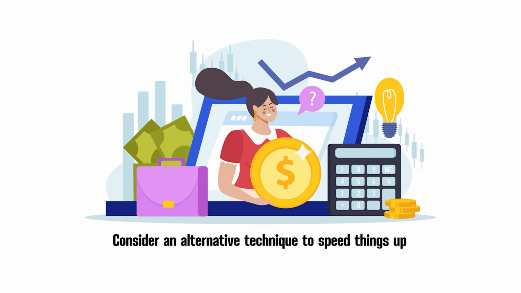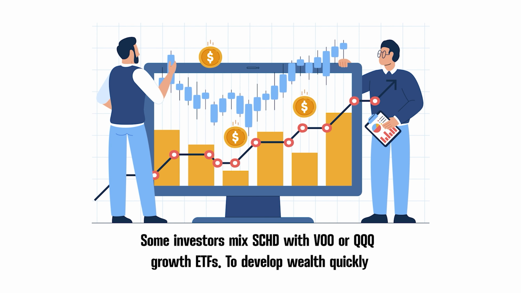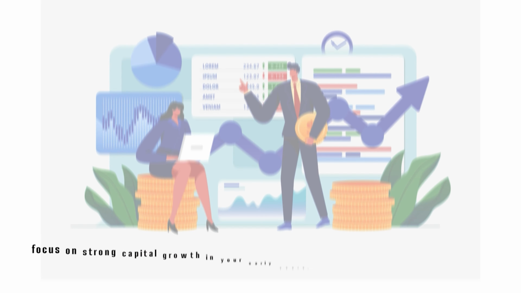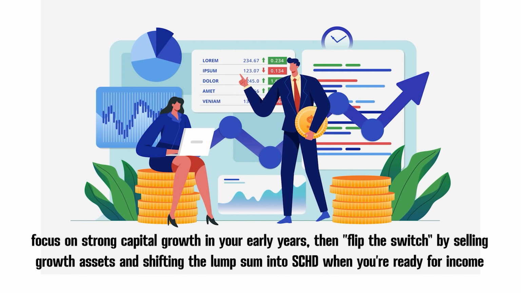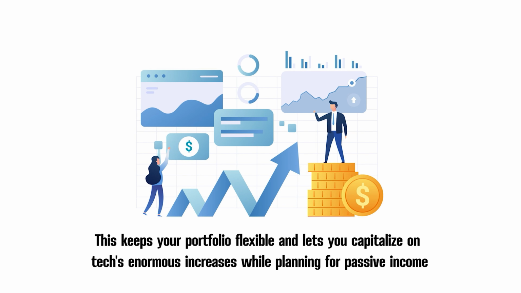Consider an alternative technique to speed things up. Some investors mix SCHD with VU or QQQ growth ETFs. To develop wealth quickly, focus on strong capital growth in your early years, then flip the switch by selling growth assets and shifting the lump sum into SCHD when you're ready for income. This keeps your portfolio flexible and lets you capitalize on tech's enormous increases while planning for passive income.